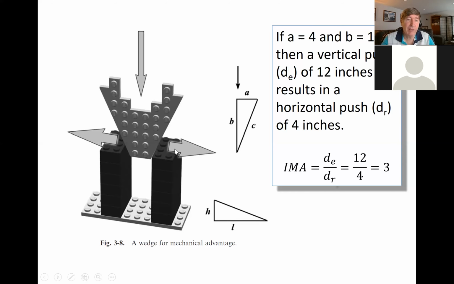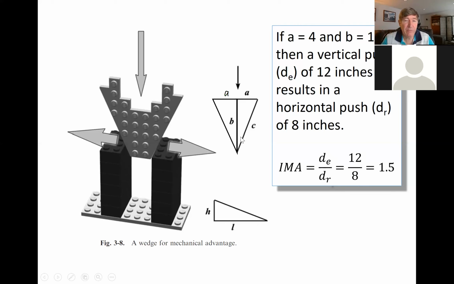Now, the wedge that they show here is not a right triangle like that. It's this other V-shaped thing. So let's say I take my wedge and get two wedges and flip them, putting them side by side like this. Now I have a V-shaped wedge that's twice as wide as it was before. Instead of being 4 inches, it's now 8 inches across here, but the vertical still is 12.